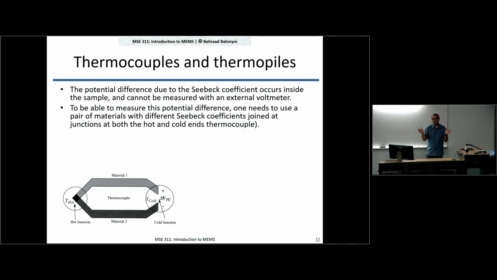Yeah, that's the number that I mentioned. So it's microvolts that we're talking about. It's usually a small number. You're talking about microvolts per degree Kelvin, kind of a sensitivity.